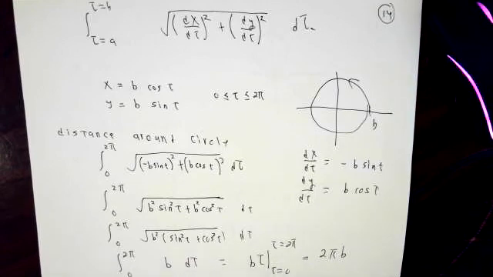The antiderivative is b times t. Put t equals 0 and t equals 2 pi into it. The circumference of a circle of radius b, using parametric form now, is 2 times pi times the radius, just as it's supposed to be.